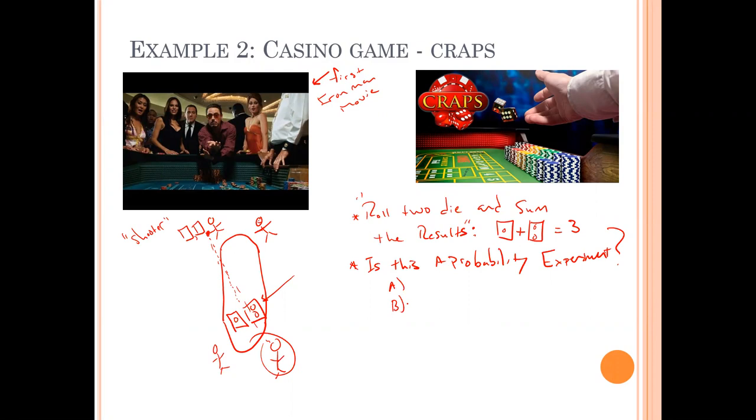Well, let me ask you this. Two questions you just have to ask yourself. Is this uncertain results? Yeah, I don't know what I'm going to get. I know one thing I can get is a 3, but I don't know for sure what I'm going to get. That's what I mean by uncertain results. Trust me, if I knew for certain what I would be getting at the craps table, I'd have a very different life. So uncertain results, and is it repeatable?